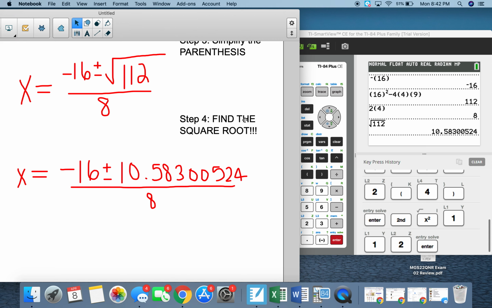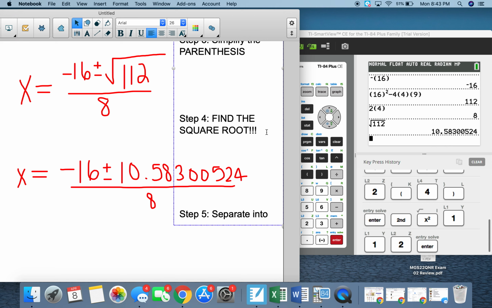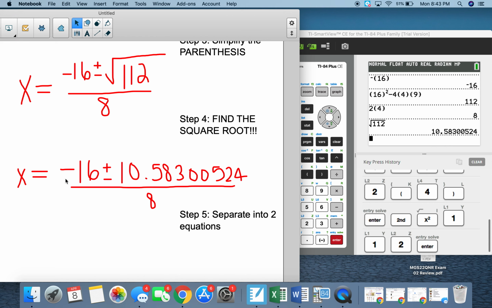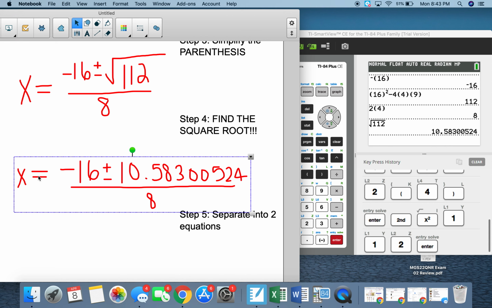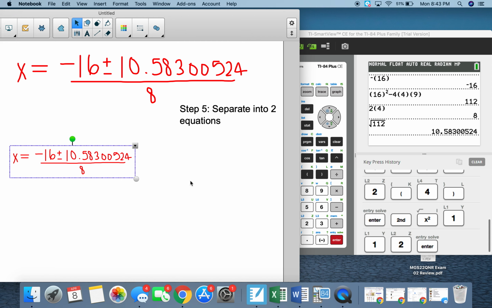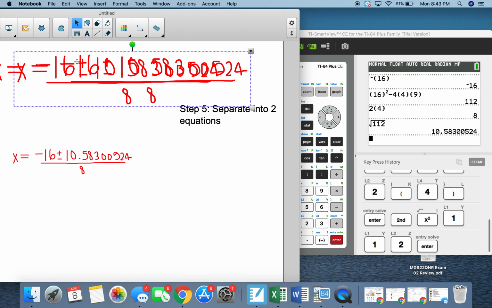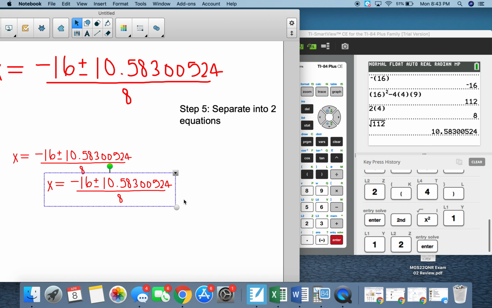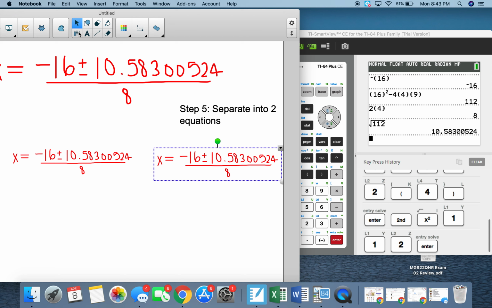So, nothing complicated here. Yeah, we have to write a lot of numbers, but that's okay. Step 5, separate into 2 equations because I don't know how to do plus or minus, so you need to make sure that you use 2 different equations. So your first equation is going to be the plus one. And your second equation will be the minus. So always we have 2 equations. Usually when we find roots, we do have 2 solutions. That's why we have 2 equations here. So the first one is plus and the second one is minus.